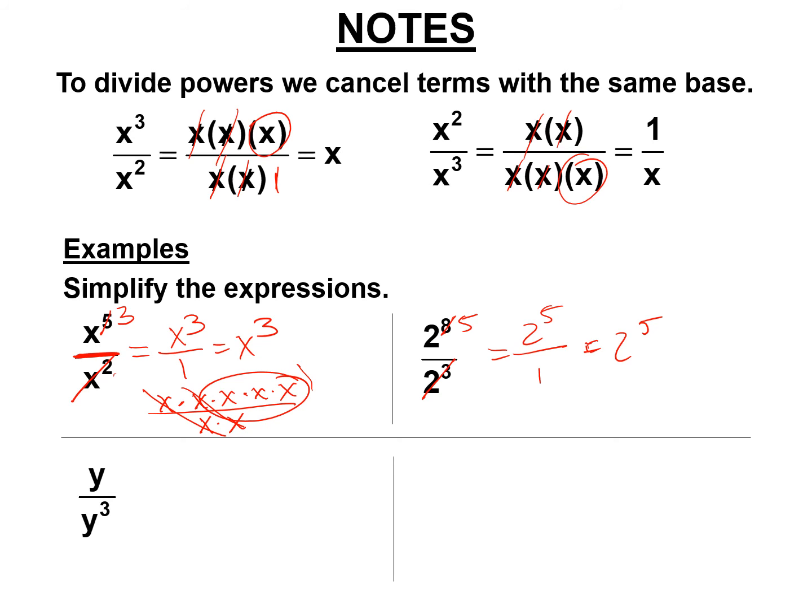So there's one y on the top. And then how many y's on the bottom? 2. So this is not y squared. The y squared's down here. What goes up there? 1, right? When everything's gone in a fraction, you get 1.